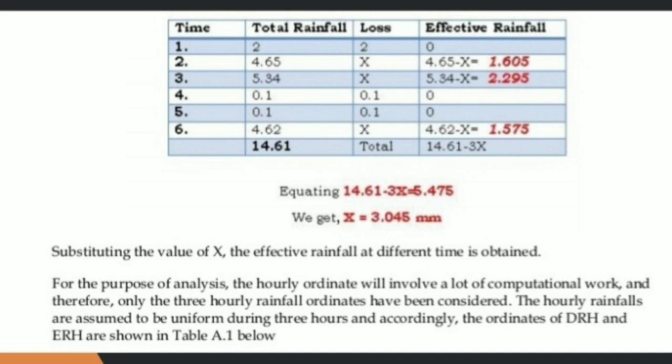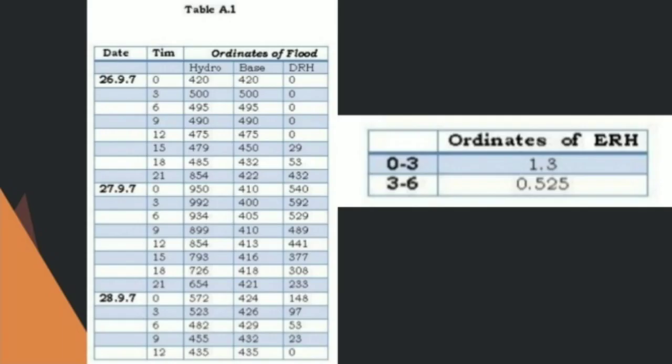For the purpose of analysis, the hourly ordinates will involve a lot of computational work, and therefore only the 3-hour rainfall ordinates have been considered. The hourly rainfalls are assumed to be uniform during 3 hours, and accordingly the ordinates of the DRH and ERH are shown in Table A.1 below.